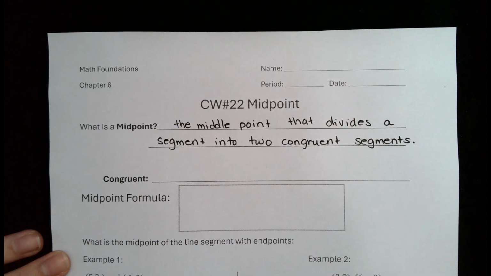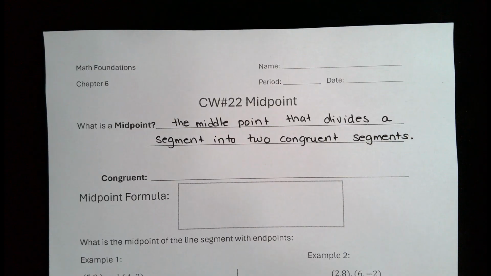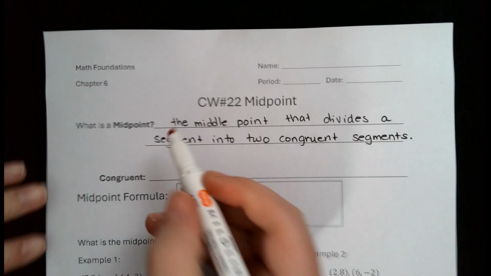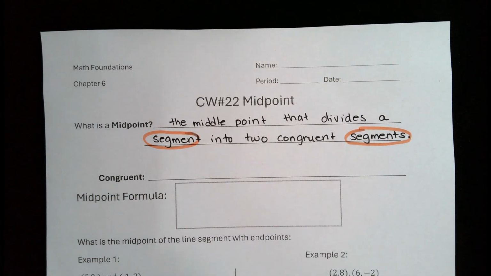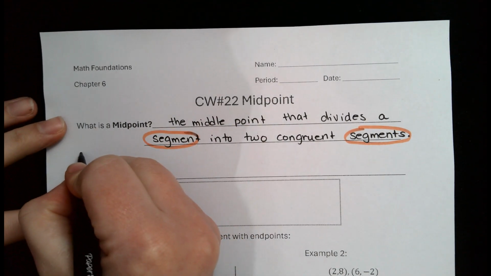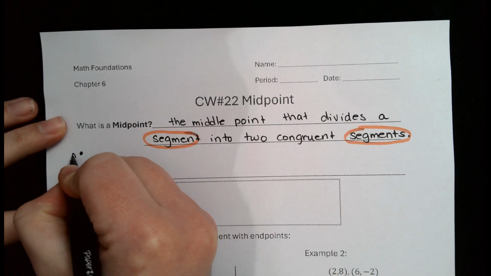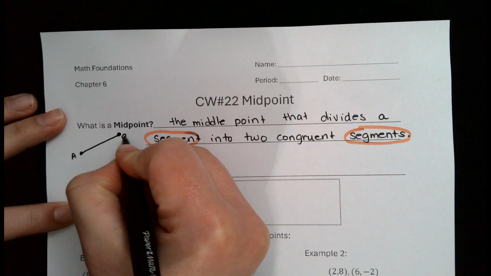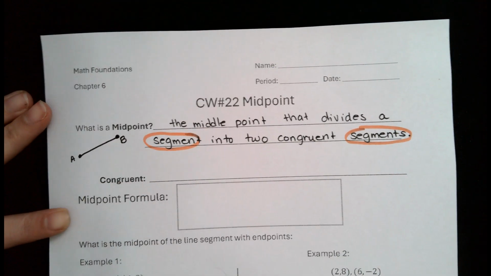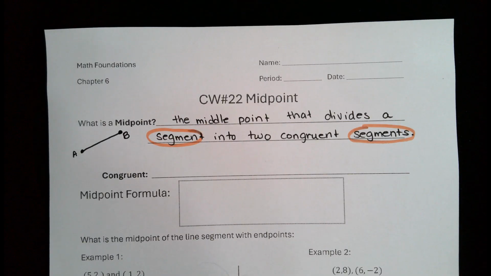Now, there are two words that we haven't really covered. The first word is going to be segment, and the second word is going to be congruent. So a segment is a section of a line. It does not continue indefinitely. So let me go ahead and draw a segment. So here is one point. Let's call this A. And here is another point. Let's call this B. Now, because I do not have arrows, this is called a segment.